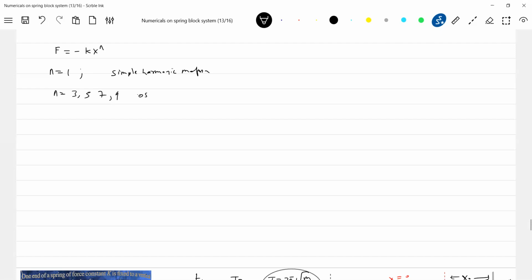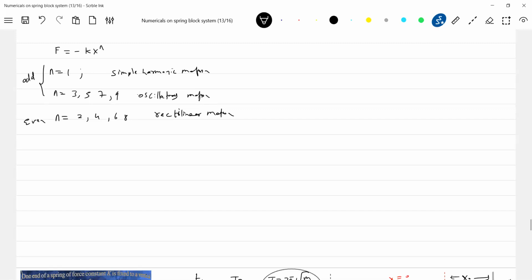Then if n equal to 3, 5, 7, 9, it will be oscillatory motion. If n is even, 2, 4, 6, 8, it will be rectilinear motion. Able to understand now?